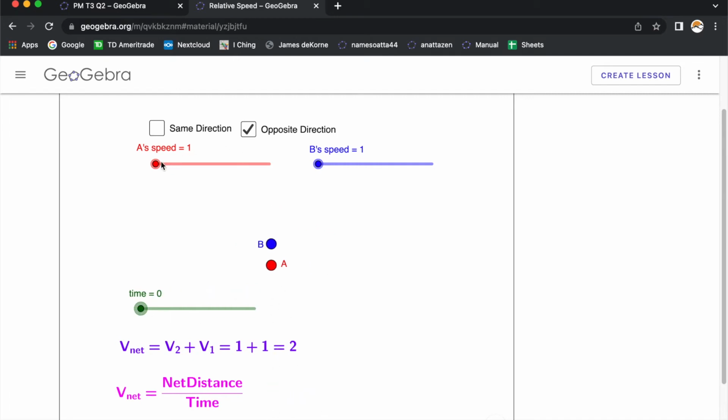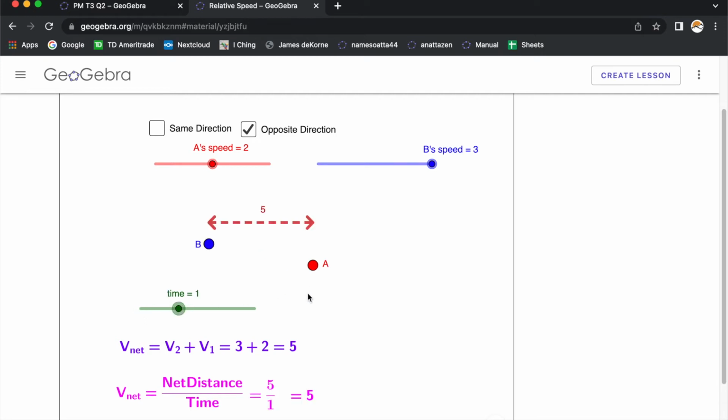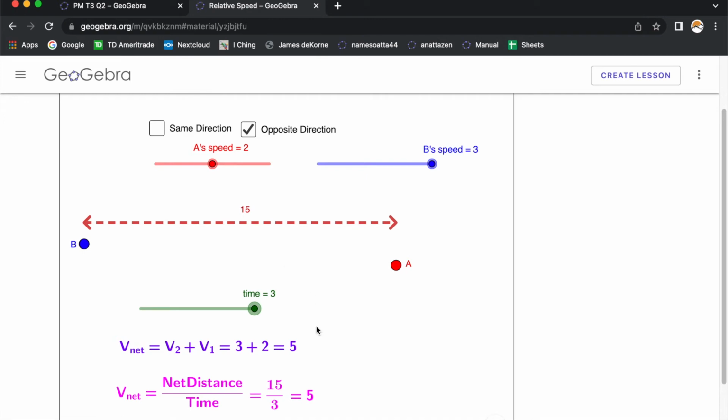Right, so last one, perhaps let's increase both of them to the speed of, let's say one of them is 2 and B speed to 3. Right, so time 1. How do we get 5? Quite obvious, right? Because B speed is 3, 3 times 1 is 3, and then 2 times 1 is 2. We have to add them together instead of minusing them. So we have 5. 5 divided by 1 is equal to 5. Times 2 is 10, and finally at time 3 is 15.